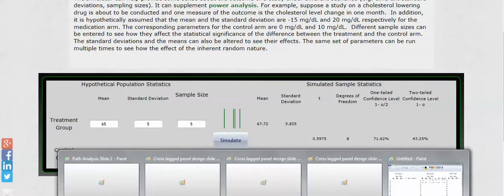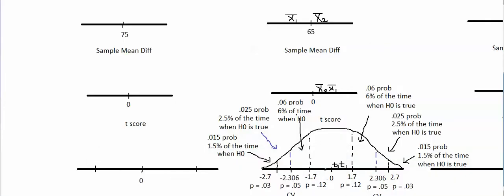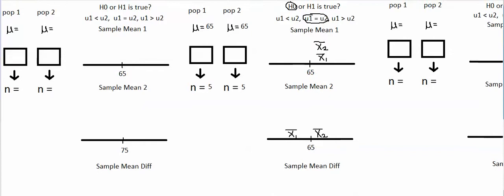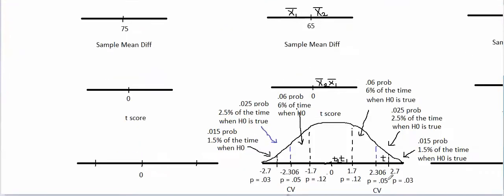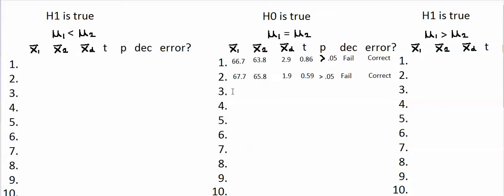And if you ever get a T-score that does reach the critical value out here in this simulation, when you're simulating from these two populations that are actually equal, and the H0 is true, and the T-score does land out here, you would end up rejecting the null hypothesis. So you would put everything here like before: sample mean 1, sample mean 2, the difference, the T.